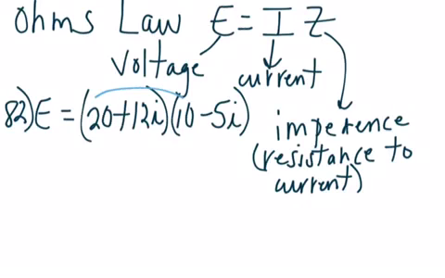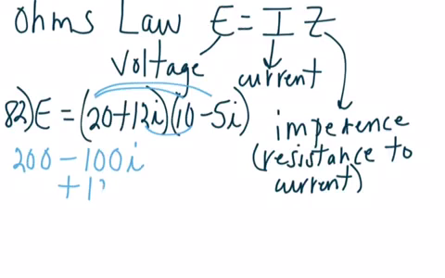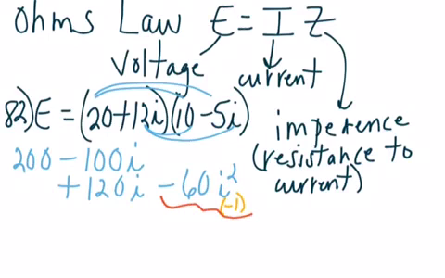So 20 times 10 is 200. 20 times negative 5I is negative 100I. 12I times 10 is 120I. And 12I times negative 5I is negative 60I squared. As we've said several times already, I squared is negative 1. So negative 1 times negative 60 is 60, plus 200 is 260. And then if you combine negative 100I plus 120I, that leaves plus 20I.